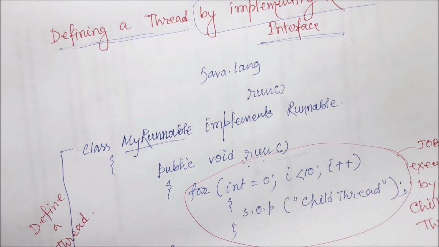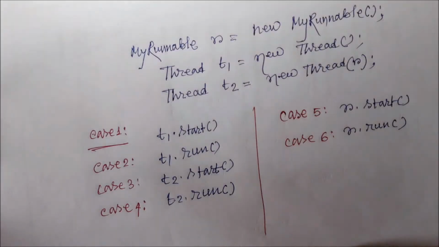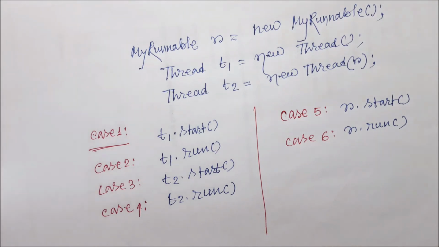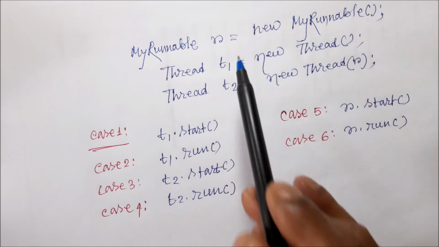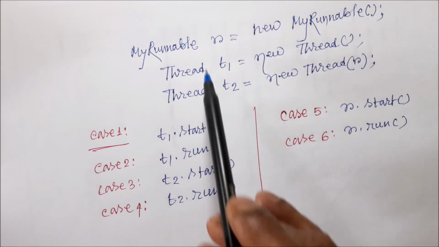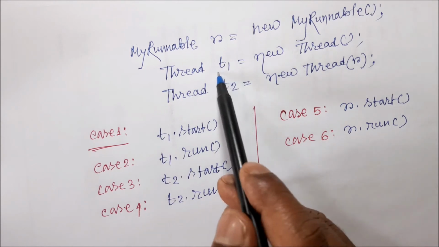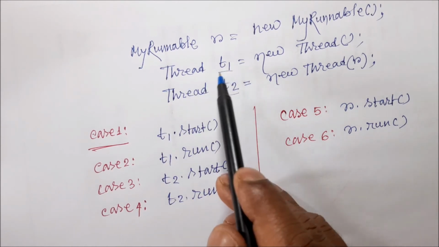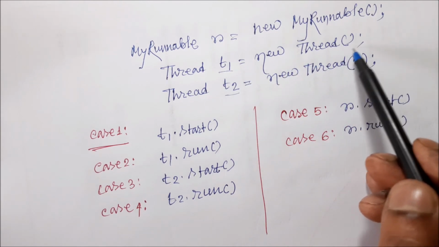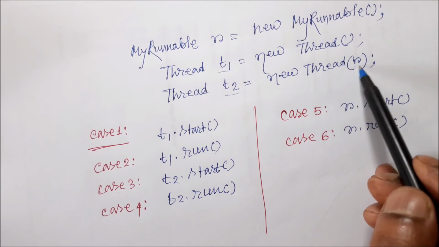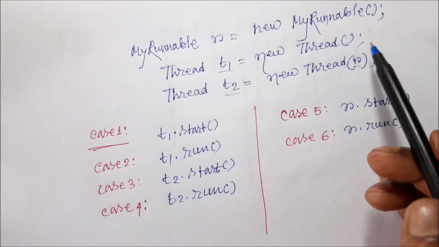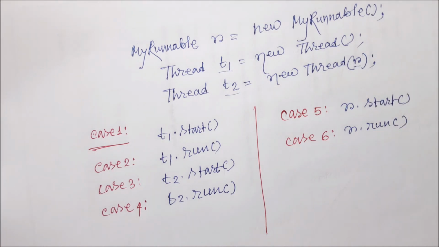So we consider the 6 cases. First case is t1.start. What will happen? We have the line MyRunnable r equal to new MyRunnable. I have created the instance of my class, and then we have created 2 objects of the Thread class. One object is t1, another is t2. One object is created without passing the target Runnable object, and in the second constructor we pass the target Runnable, so that it will execute my target Runnable's run method.